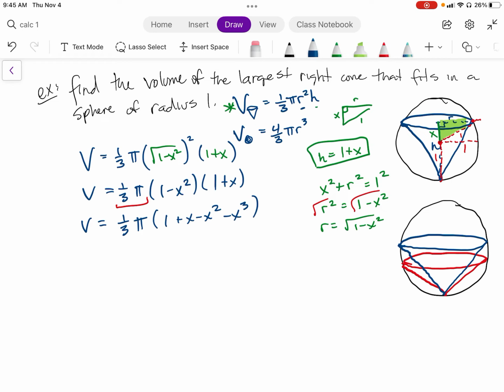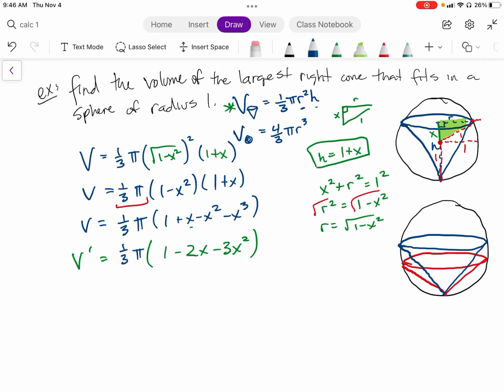Okay, now let's do the derivative. V prime. Again, 1/3 pi is constant. Let's just leave that there. No point in distributing that and then having to mess with it. So the derivative of 1 is 0. The derivative of x is 1, minus 2x, minus 3x squared. All right, that's my derivative.